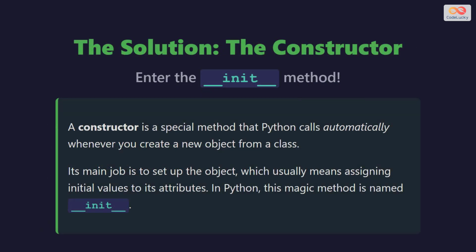This is where the constructor comes to the rescue. A constructor is a special method that is automatically called by Python every single time you create a new object from a class. Its primary responsibility is to set up the object, which typically involves assigning initial values to its attributes. In Python, this special constructor method is named __init__.